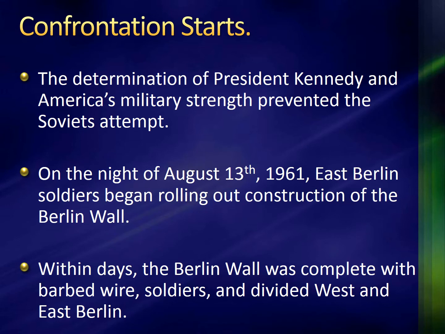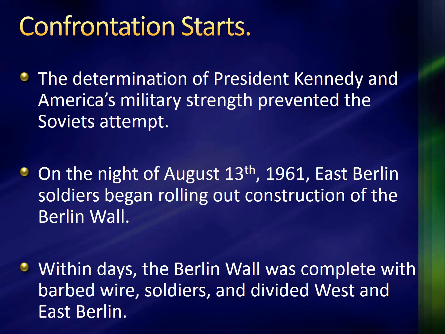So the determination of President Kennedy and America's military strength prevented the Soviets' attempt to block off access to West Germany and West Berlin. However, on the night of August 13th, 1961, East Berlin soldiers began rolling out construction of the Berlin Wall. You may have heard of this before. Within a few days, there's this big, high cement wall, brick wall, dividing West Berlin and East Berlin.